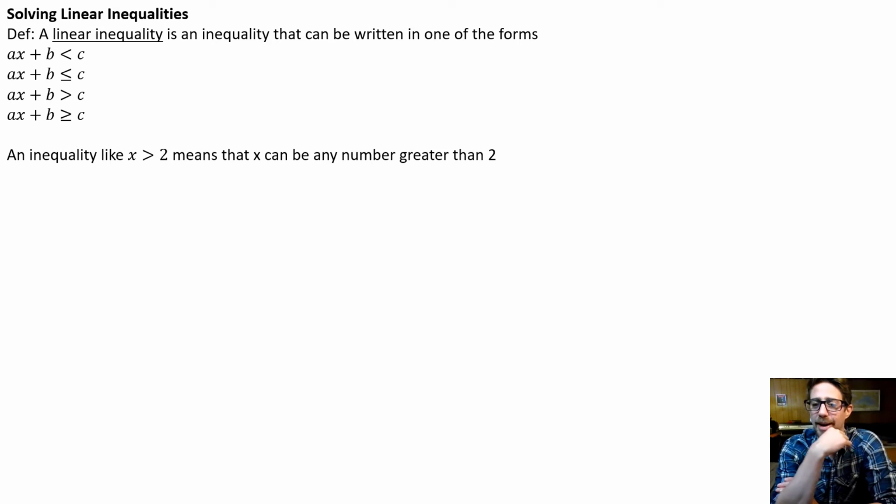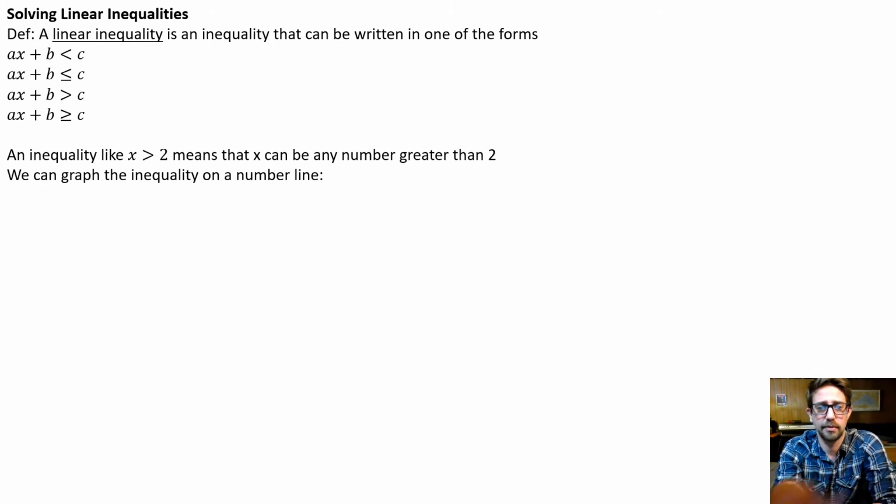So let's just talk about how we write them. An inequality like x is greater than 2 means that x can be any number greater than 2. So it can't be 2, but it can be 2.1 or 5 or a million or whatever. One way to visualize that is to draw it on a number line. So I'm going to go ahead and do that.